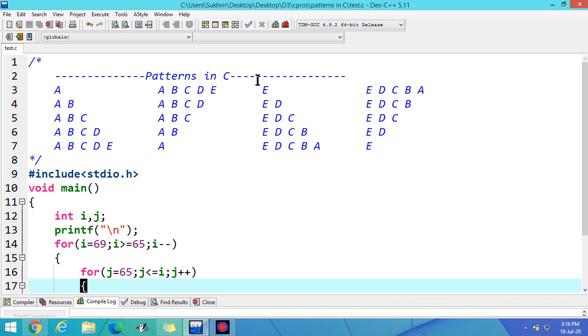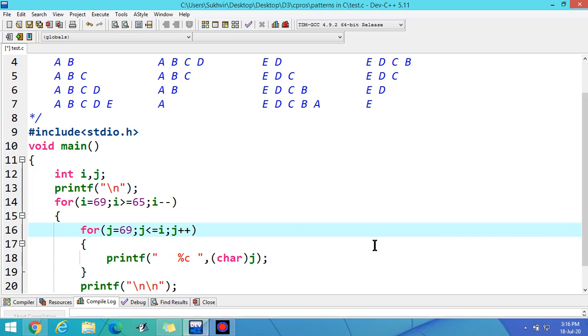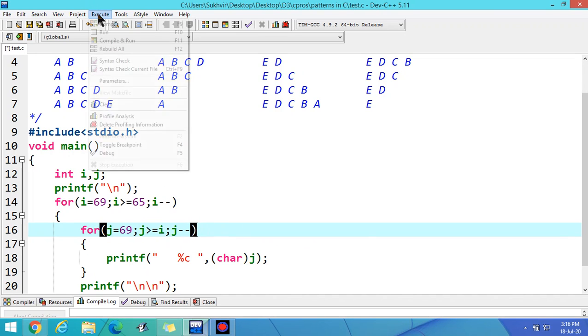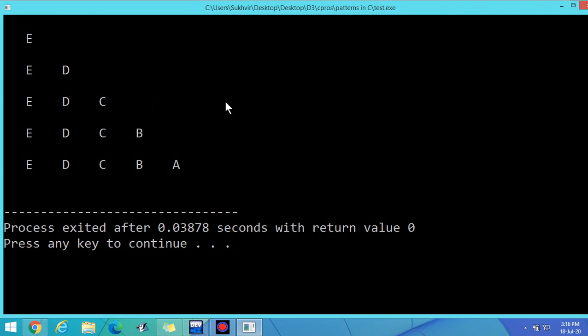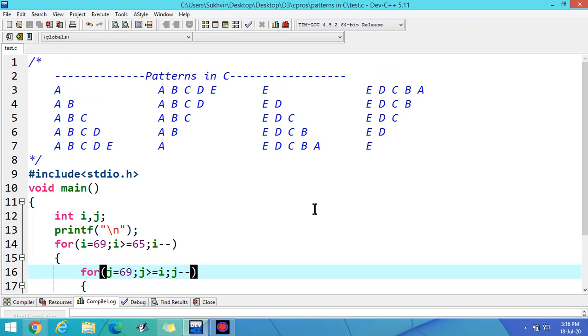E, these are the values in reverse order and also these are the values in reverse order. It means both the loops should be in reverse order. Suppose I write here 69 greater than equal to i and this loop is in reverse order. Now check the output. Yes, E, ED, EDC, EDCB, EDCBA. Yes, this content is required.